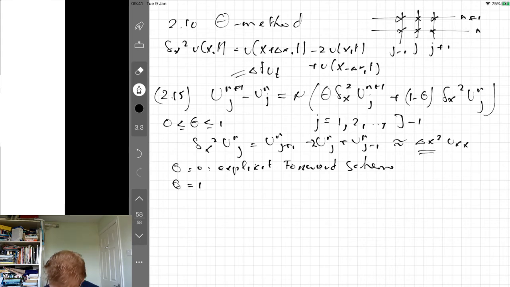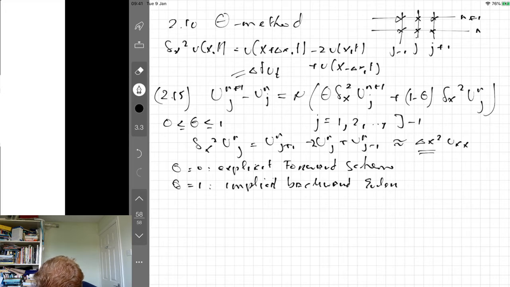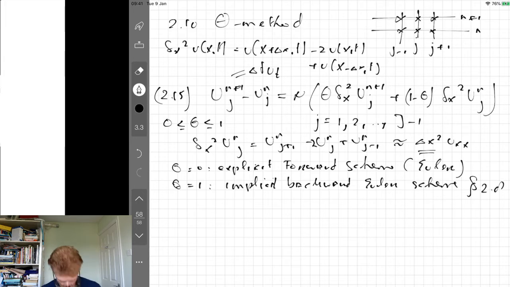Theta is 1. So for theta is 1, we see that there is no term in the past, I mean, 1 minus theta is 0. And for theta is 1, this term theta times delta x squared times u n plus 1 j is exclusively in the future, and it's the implicit backward Euler scheme of paragraph 2.8. I should have put the word Euler, forward Euler, in there.